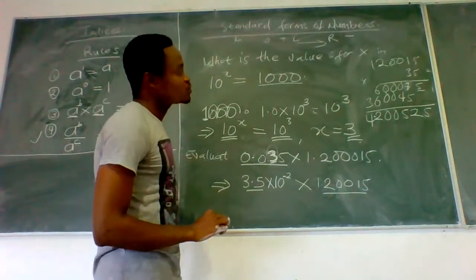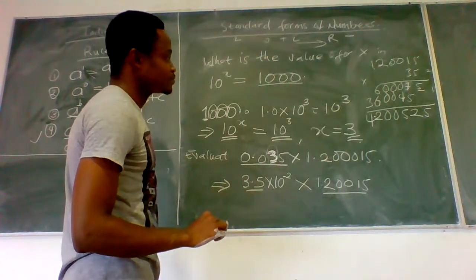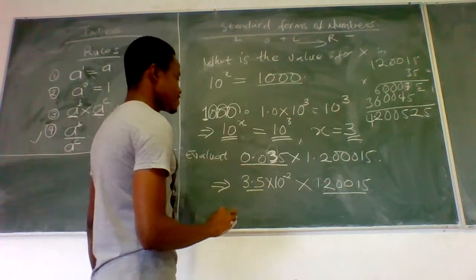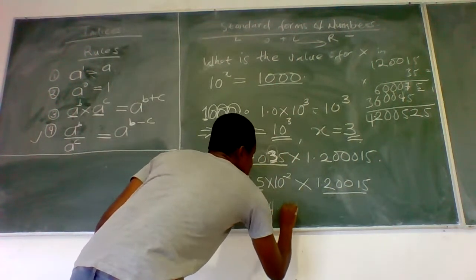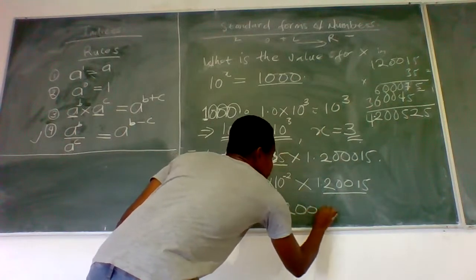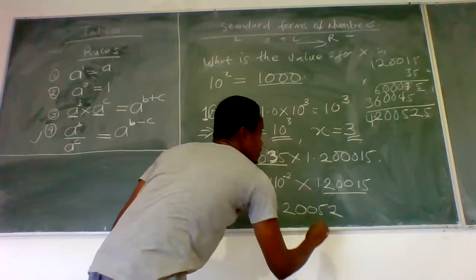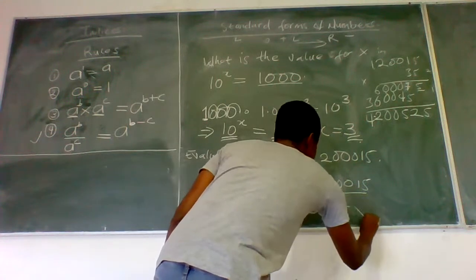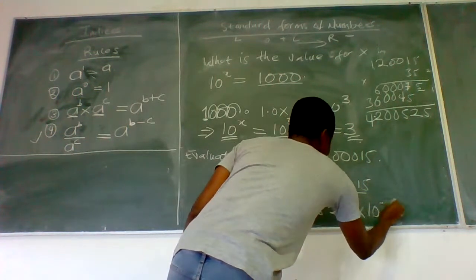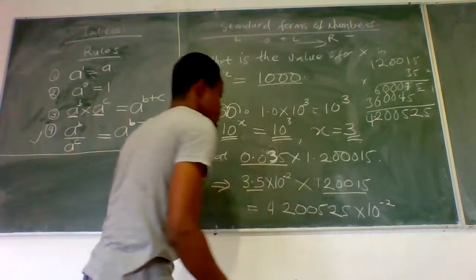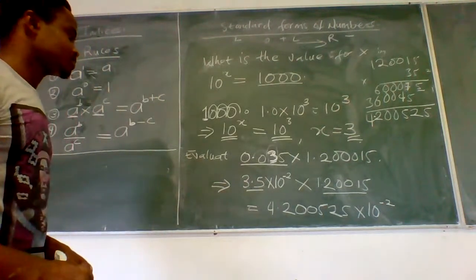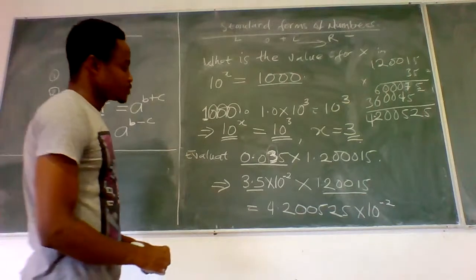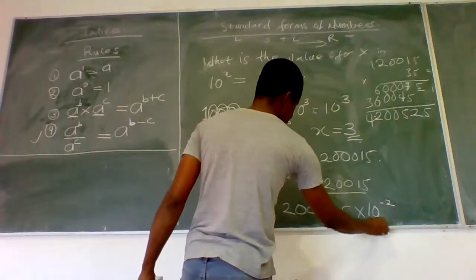So we have 4.200525 times 10 exponent negative 2. So this will be the final result.